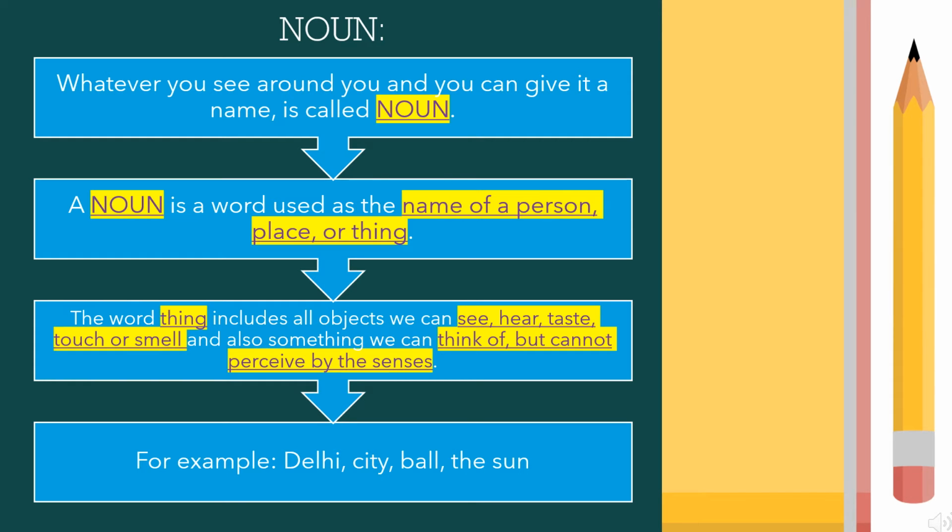The very first part of speech is a noun. Whatever you see around you and you can give it a name is called a noun. A noun is a word used as a name of a person, place, or thing. The word thing includes all the objects we can see, hear, taste, touch, or smell, and also something we can think of but cannot perceive by the senses. For example, Delhi, city, ball, all these are the examples of a noun.